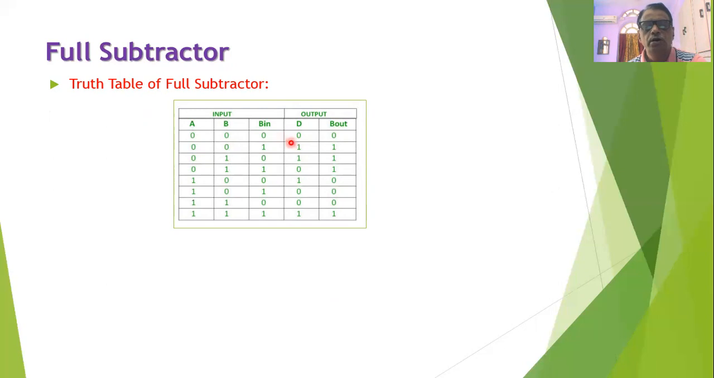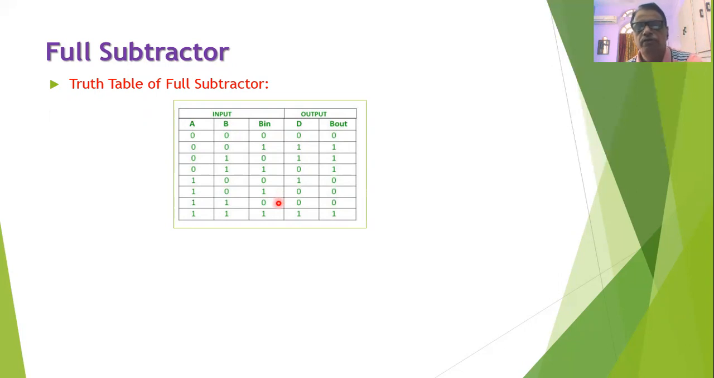0, 0, 0: difference will be 0, borrow will be 0. 0, 0, 1: difference will be 1, borrow will be 1. 0, 1, 0: difference will be 1, borrow will be 1. 0, 1, 1: difference will be 0, borrow will be 1. 1, 0, 0: difference will be 1 with borrow 0. 1, 0, 1: difference will be 0, borrow will be 0.